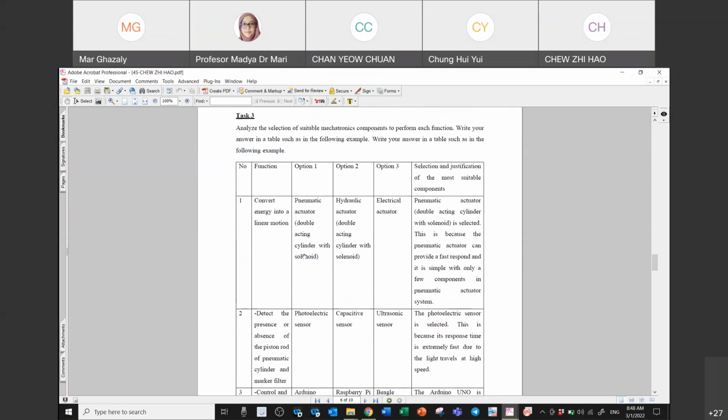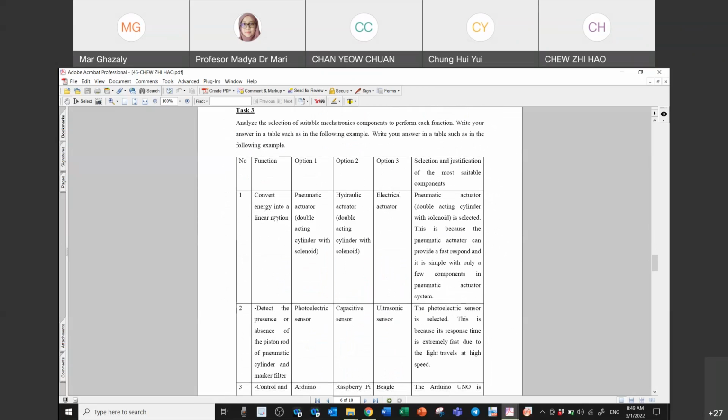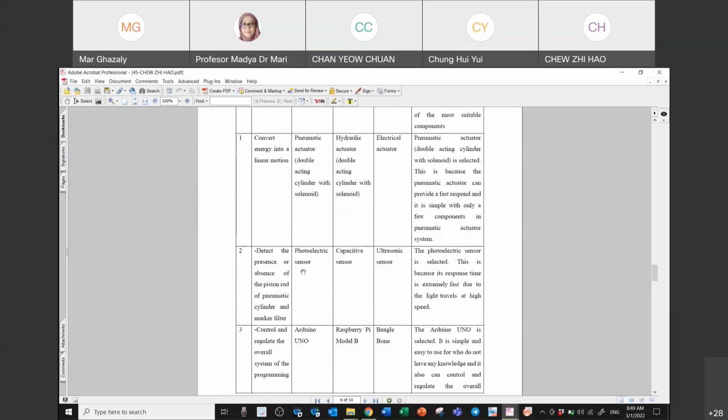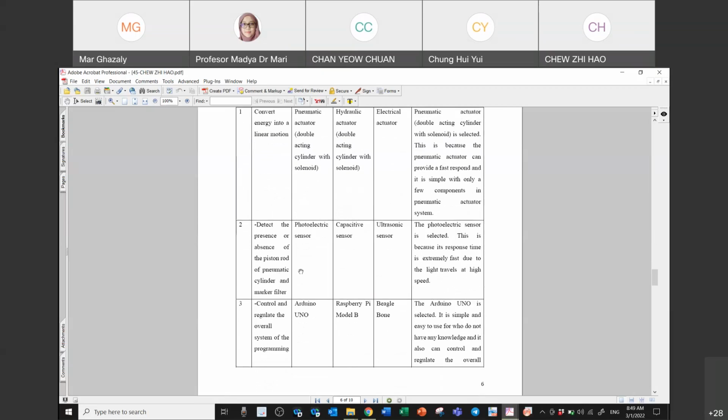Okay, number 3. Based on task number 1, what are the functions? So option 1, 2, 3. Let me see. You're going to convert engine power into linear motion. So your options are pneumatic actuator, hydraulic, and electric actuator. You explain why using pneumatic. Okay, this looks okay. Detect presence or absence of piston rod. There are 3 types of sensor that you suggest. So which one? You say that for the electrical, why, and so on.